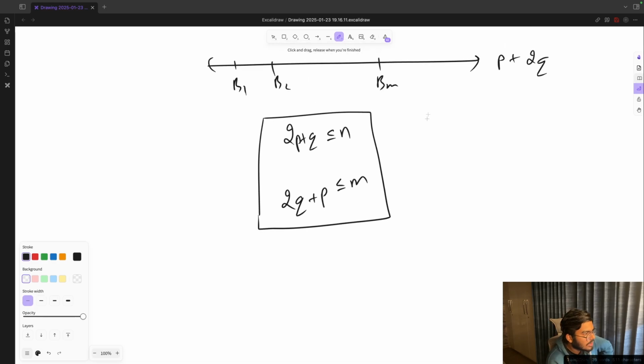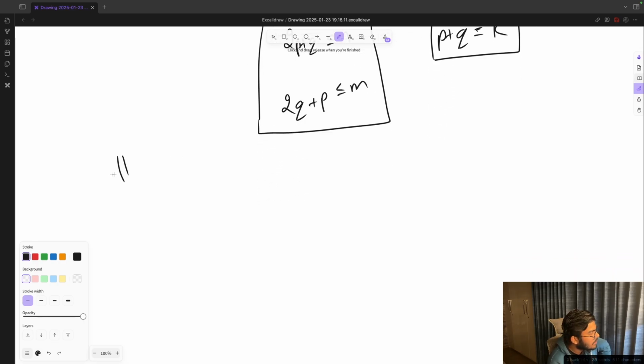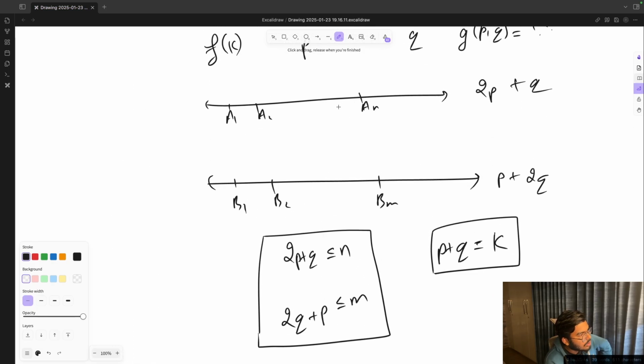And we also have one more constraint, that p plus q equals k. Now let's say we have fixed a k value. We need to determine what should be the p and q values, like out of these k operations, how many operations do I need to perform on line 1, and how many on line 2, to get the maximum answer.